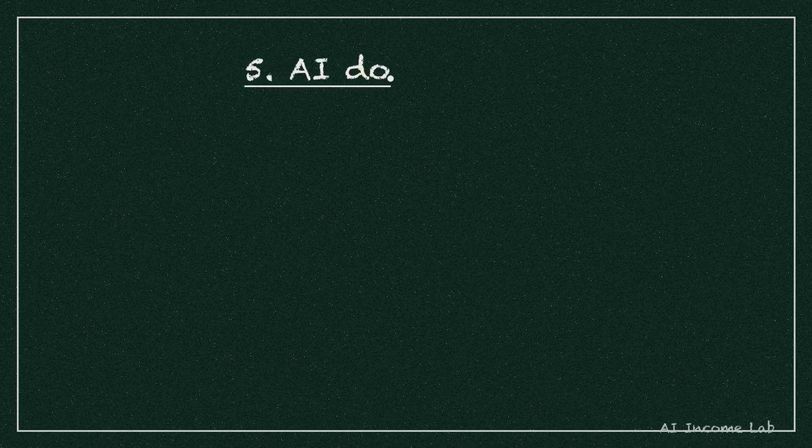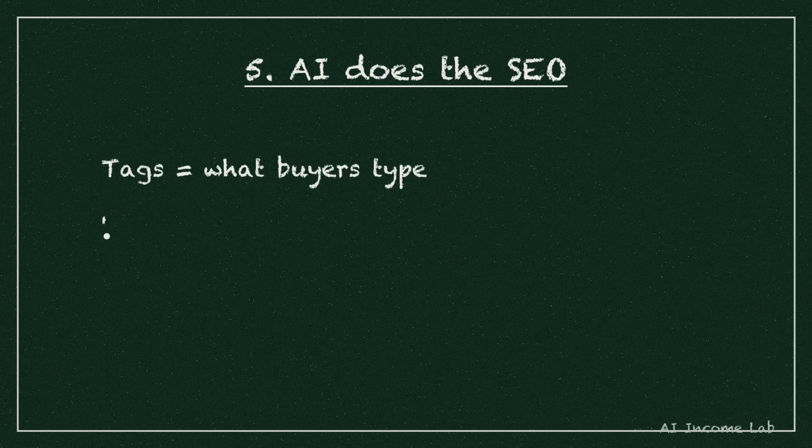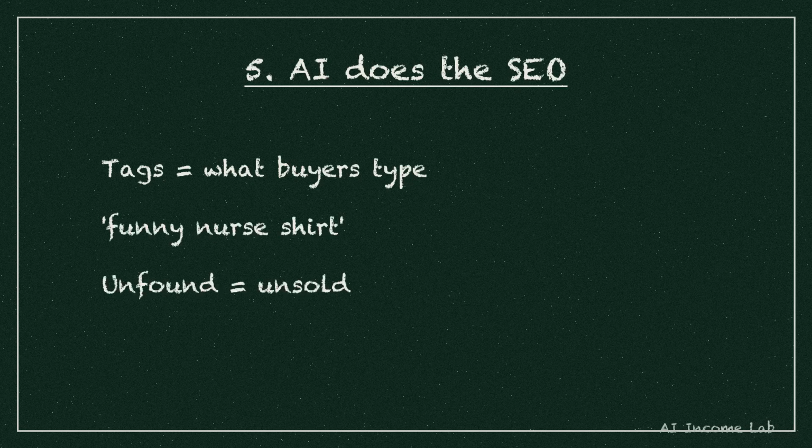Step 5. Let AI write your titles and tags. Paste your design idea in and ask for the exact words buyers type, like funny nurse shirt or fishing gift for dad. The catch: search is everything here. The best design in the world earns nothing if nobody ever finds it.